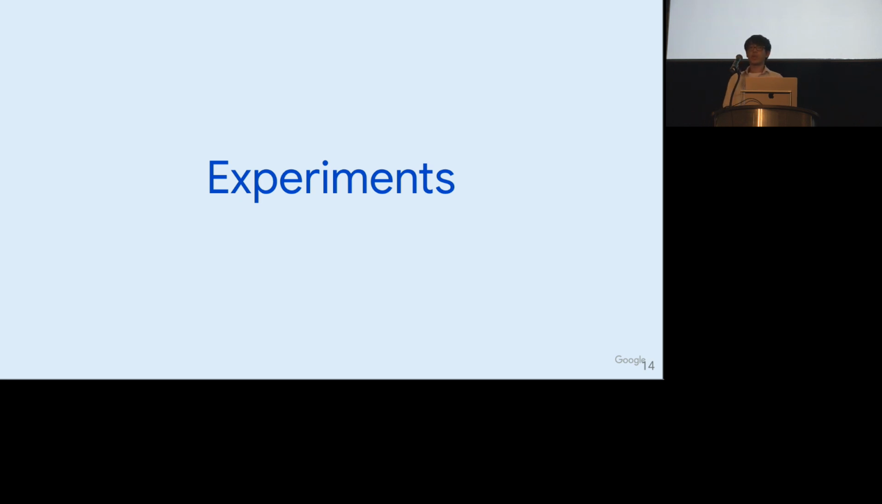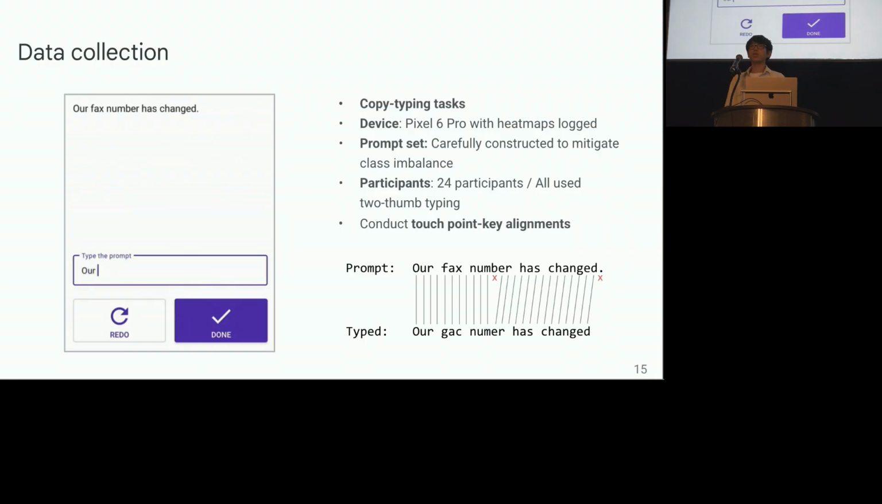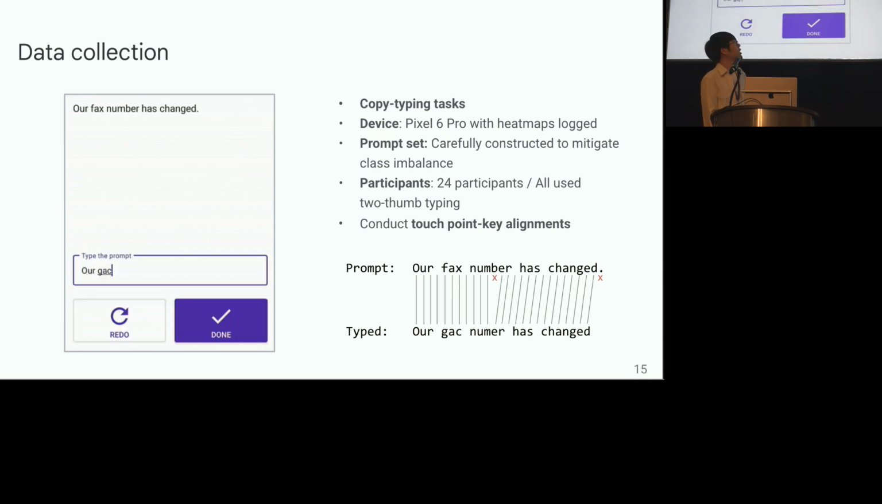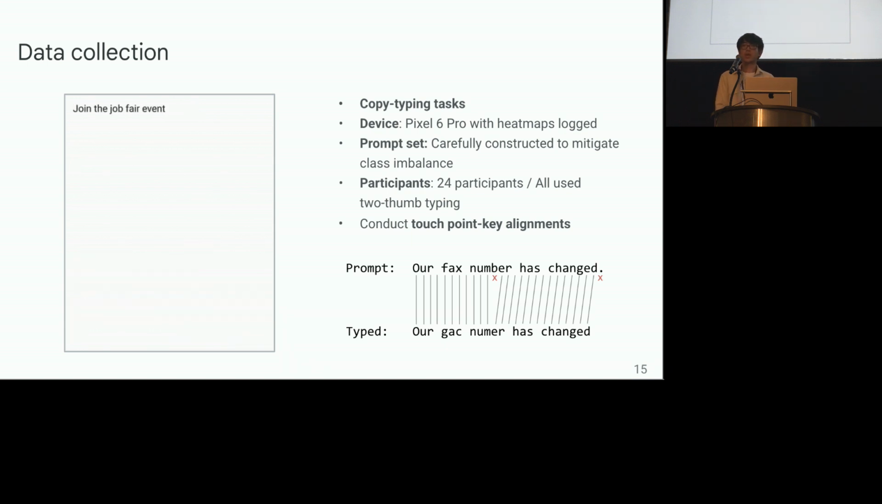Now, let us move on to the experiment. To do this experiment, we need to first collect the data, which is a data set of pairs of touch data and the key that the user intended to type. Therefore, we set up a copy typing task where we recruit 24 participants and ask them to use two-thumb typing to type the prompt shown on the screen. And after we obtain the data, we try to align each touch point with the key in the prompt so that we can have a pair of touch point and the intended key for training and evaluating the model.